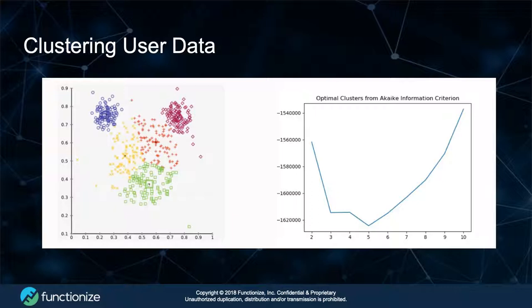is not too high. So we reach a minimum point. In this chart on your right, you can see that in the data we ran a test on, we found that there were five clusters in our data. So five similar user journey structures were identified.